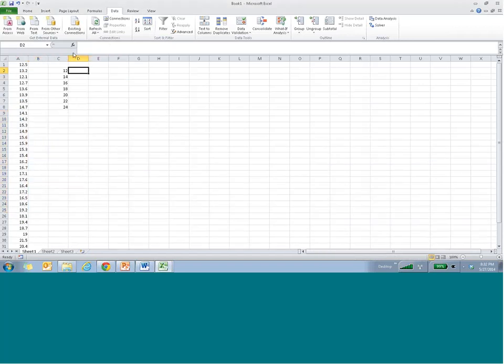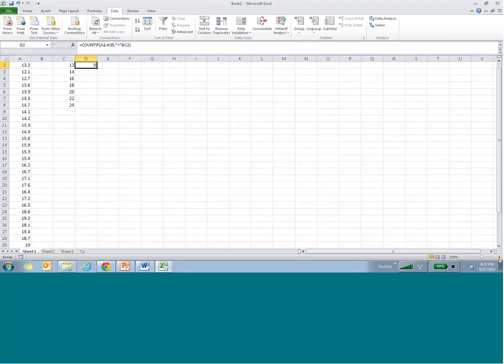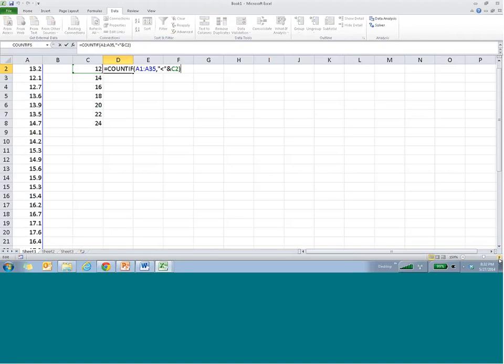So here are my bins, and I'm going to say COUNTIF. This is my range. Now here I'm going to say open quote, less than, close quote, and, plus, F2. Let me zoom in. So here's what's happening, and I've got to put in my dollar signs. I forgot to do that. Dollar sign, dollar sign, dollar sign, dollar sign.